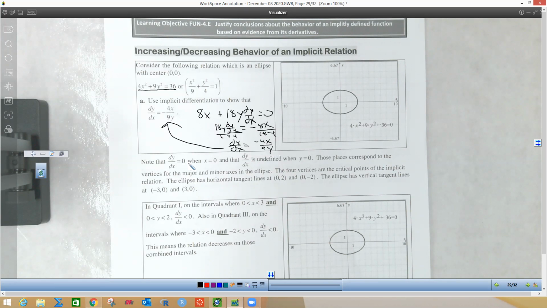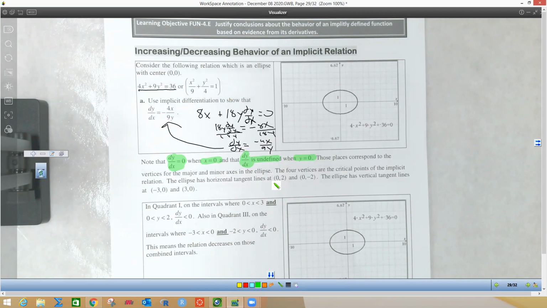Note that dy/dx equals 0 when x is 0, and dy/dx is undefined when y is 0. This is kind of a big deal that you notice this. Those places correspond to the vertices for the major and minor axes of the ellipse, that's this ellipse up here. The four vertices are the critical points of the implicit relationship.